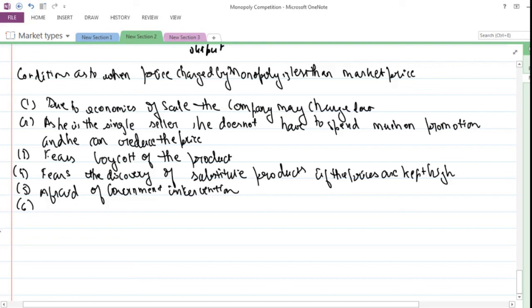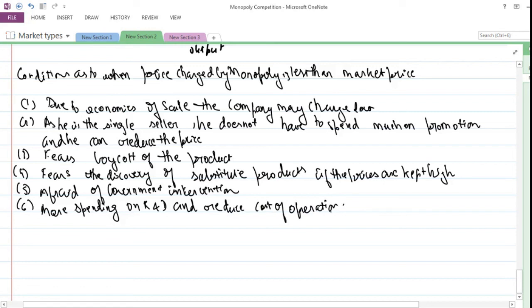He may spend a lot on research and development, and due to it, it might be possible that the cost of operations might have reduced. More spending on R&D and reduce cost of operation, and due to this the cost reduction might be facilitated.